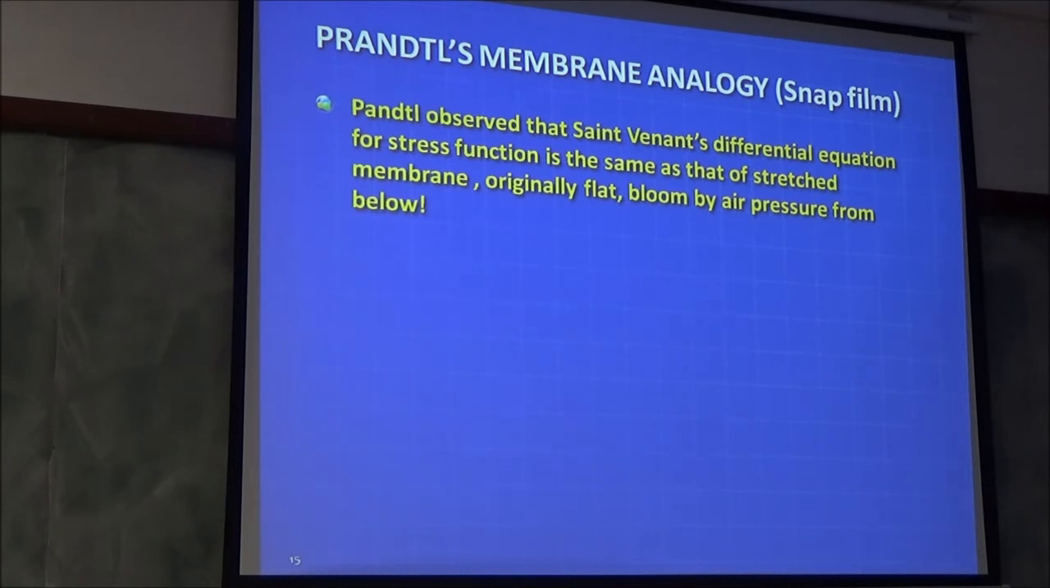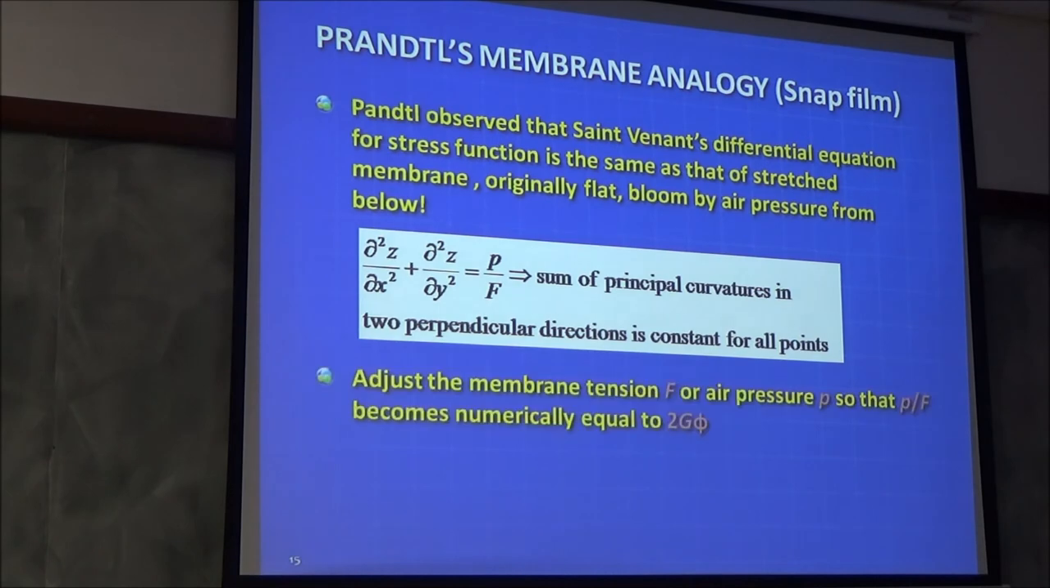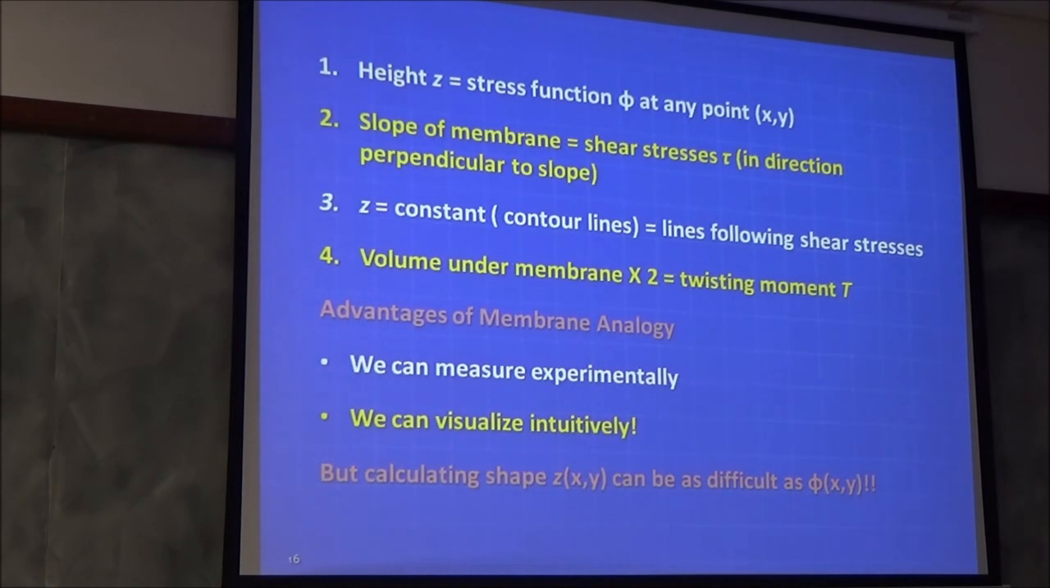So let's say you have a circular member. What should be the shape of the membrane when you blow air into it? And experimentally they did it, and you could prove. It will be a dome shape. And he gave some simple thumb rules which you can mathematically prove. I won't get into the proof. The slope of the membrane will give you a direct measure of the shear stress. You can actually do it. So you imagine the dome, the slopes are maximum at the outer periphery and zero at the center.